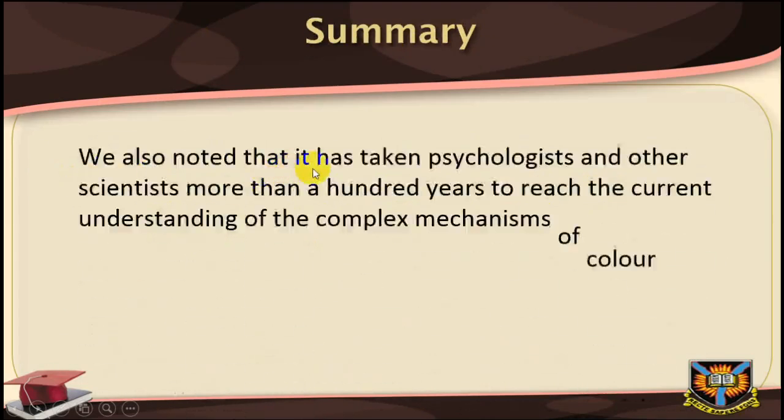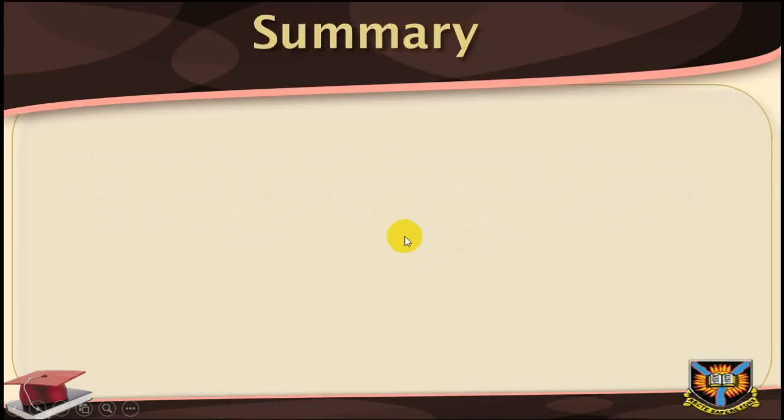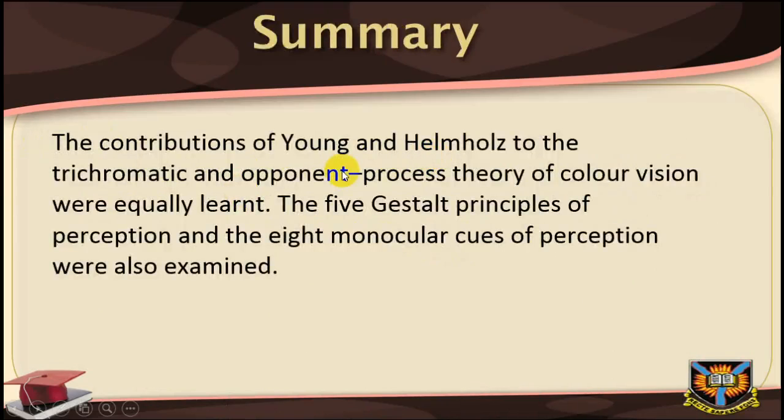We also noted that it has taken psychologists and other scientists more than 100 years to reach the current understanding of the complex mechanisms of color. The contributions of Young and Helmholtz to the trichromatic and opponent process theory of color vision were equally learned. The 5 Gestalt principles of perception and the 8 monocular cues of perception were also examined.